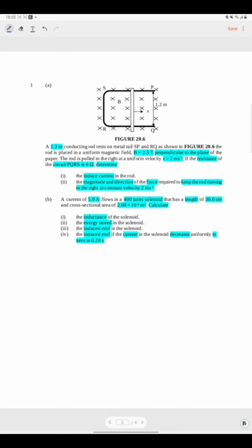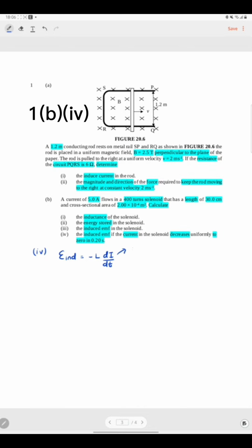Okay, now we are going to answer our last question for 1B, which is 1B4. Calculate the induced EMF if the current in the solenoid decreases uniformly to 0 in 0.2 seconds. If you read this question, it is about self-inductance, because the induced EMF is produced due to the change of current in the same solenoid. So to calculate the induced EMF, we need to use the formula for self-inductance: induced EMF equal to negative L di over dt.